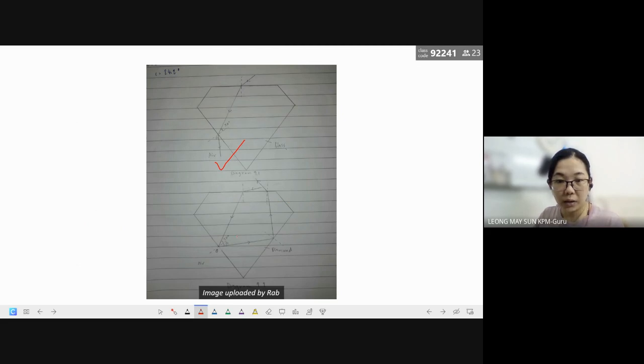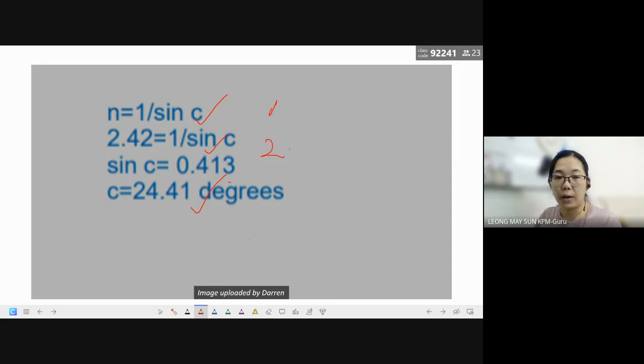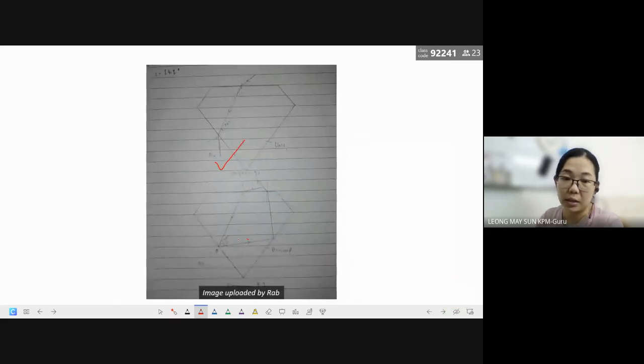Then over here, let's have a look at this part of the answer. This will have total internal reflection because the critical angle for diamond that we calculated just now was 24.41. The incident angle is 30 degrees, which means it's more than the critical angle. So you need to make sure that you draw this 30 degrees exactly the same. And when it bounces back, it will hit this surface.